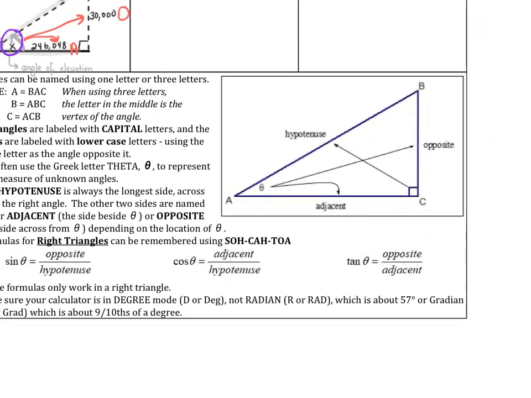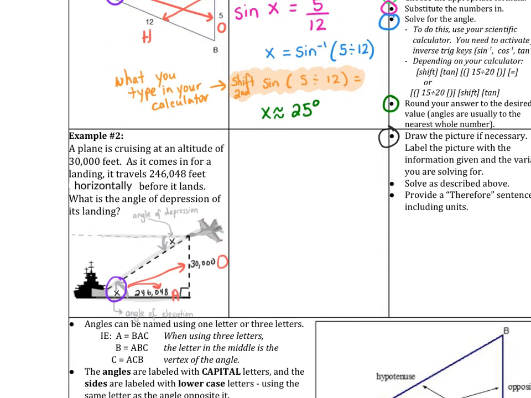Third step is to pick your formula. Because we're using opposite and adjacent, we're going to use the tan formula. So our formula will be tan theta equals opposite over adjacent. Substitute your values in. Instead of theta, we're using x. The opposite is 30,000, and the adjacent is 246,048.